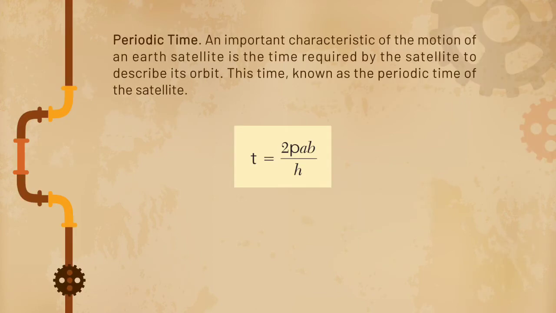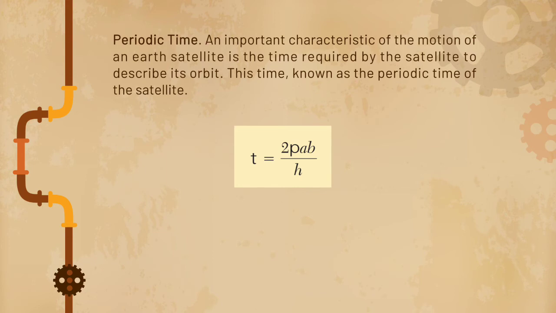Periodic time. An important characteristic of the motion of an Earth satellite is the time required by the satellite to describe its orbit. This time, known as the periodic time of the satellite, is denoted by tau. We first observe in view of the definition of areal velocity that tau can be obtained by dividing the area inside the orbit by the areal velocity.